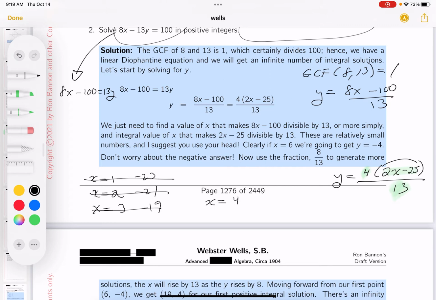I said x is 4, right? And what would you get? 2x minus 25. That's 8 minus 25 is minus 17. That's bad news, too. Let's try again. Don't be discouraged. Let's try 6.